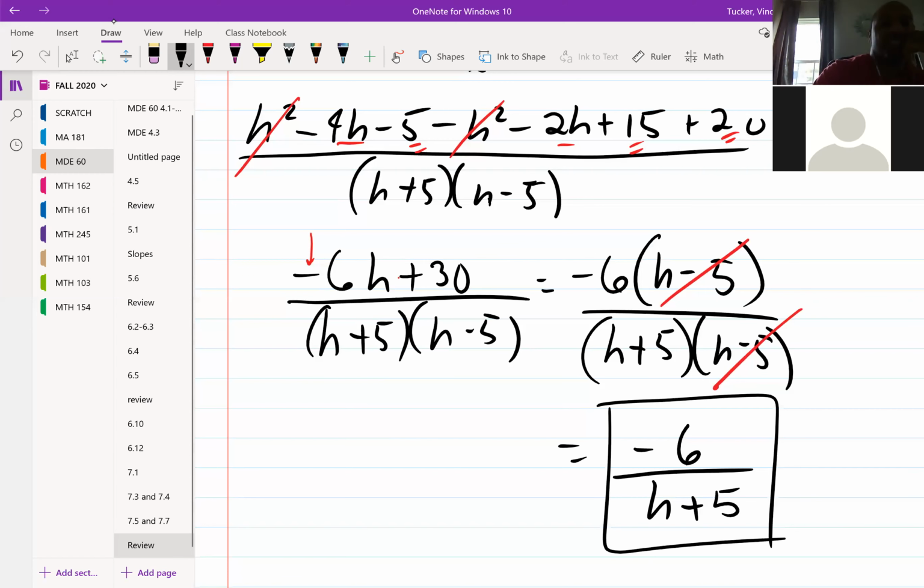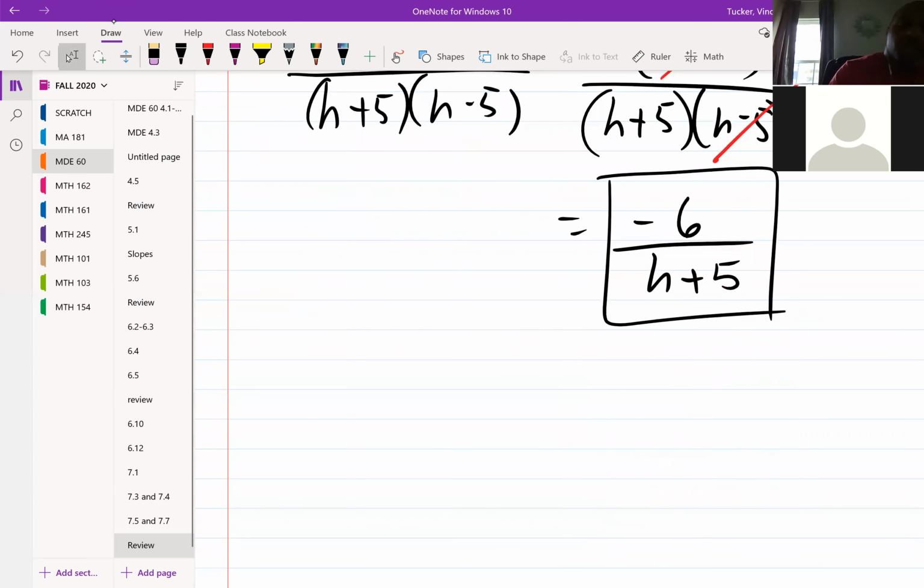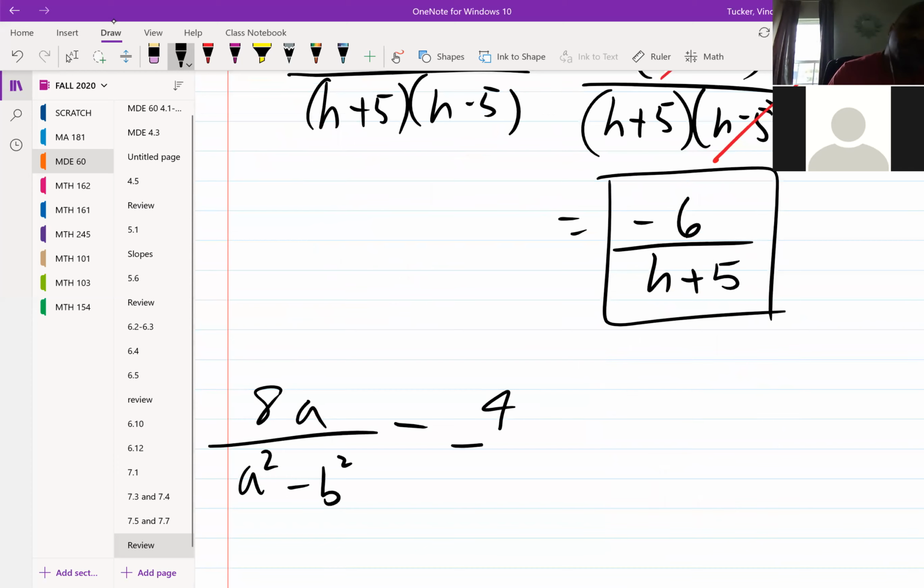All right, so let's look at this next one you had. Must need to reset my phone. My phone was slow today. All right, so we got 8a over a squared minus b squared, minus 4 over a minus b, plus 4 over b minus a.